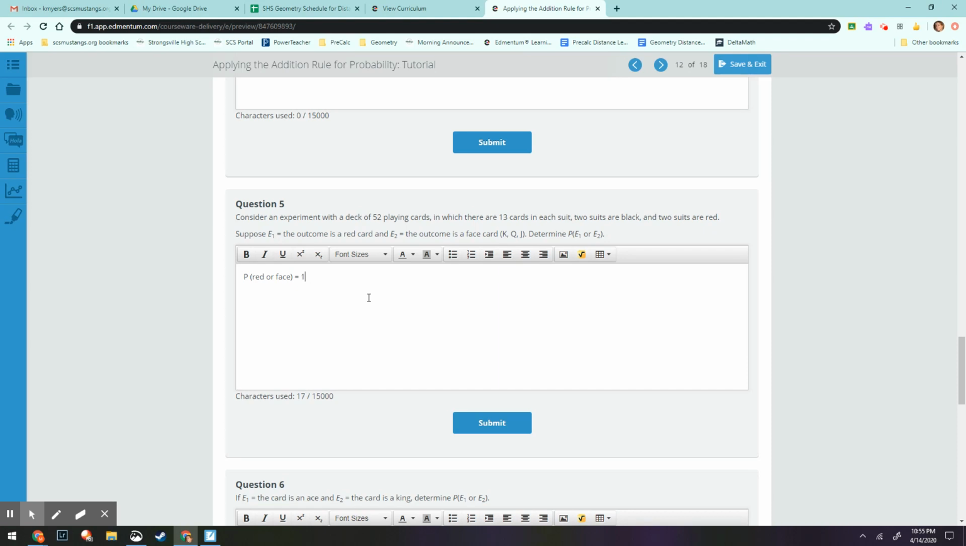So we're going to find the probability of red, which is 26 out of 52. For face cards, there's 3 face cards in each suit. There's 4 suits, so 3 times 4, there's 12 possible face cards. Now, however, we have to subtract the probability of it being red and a face card.